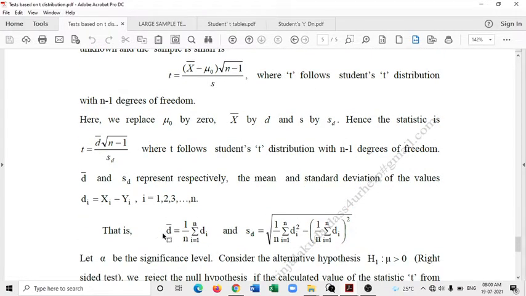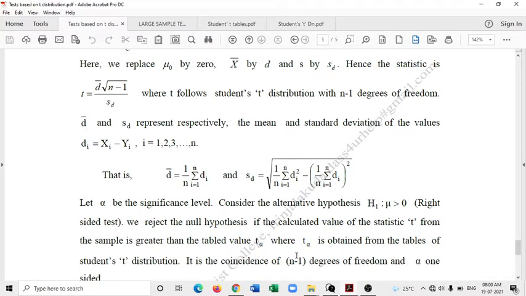And we have the equations of d bar and sd. d bar is 1 by n sigma i equal to 1 to n di, and sd is the square root of 1 by n sigma i equal to 1 to n di square minus 1 by n sigma i equal to 1 to n di the whole square. Here di represents the difference of xi and yi, and we keep the order xi minus yi always. Now, the critical regions corresponding to various alternative hypotheses are as before, as just discussed in the case of the mean of a normal population having a specified value.